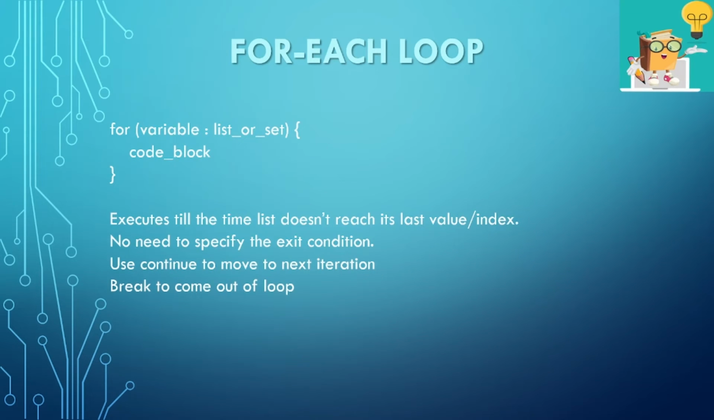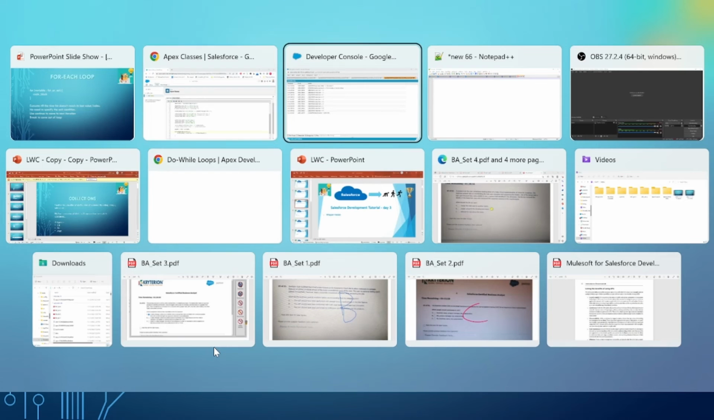So there is a simpler version of the for loop, that is the for each loop. What does the for each loop do? The for each loop basically works on a collection. It can be a list, a set, values of a map, anything that is a collection. Now, the for each loop will not look for any exit condition. It will keep on executing until it reaches the last value of your collection variable. Okay, so we will see how this for each loop works now.